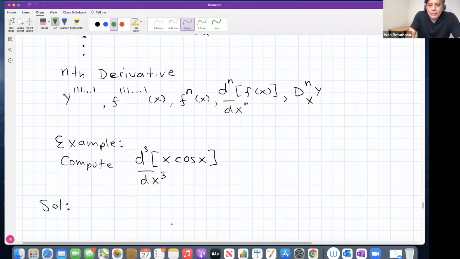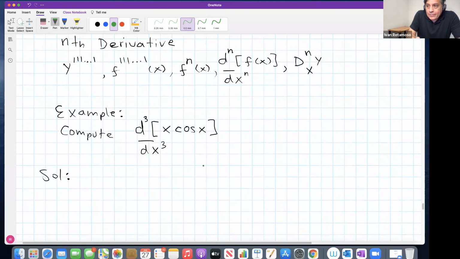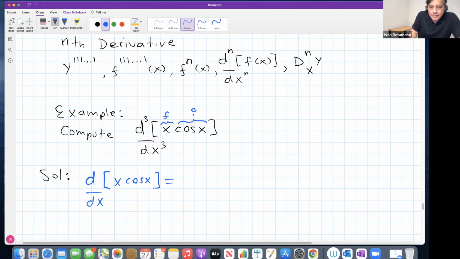Suppose they ask you to compute the third derivative of this function, x times cosine of x. We're going to do it slowly and nicely, right? So you can see how this should be done. First derivative, then we start with this, right? The derivative of x times cosine of x with respect to x, right? What is this derivative? Well, notice I have a multiplication of functions here. So I have to use my product rule, right? We have to use our product rule.